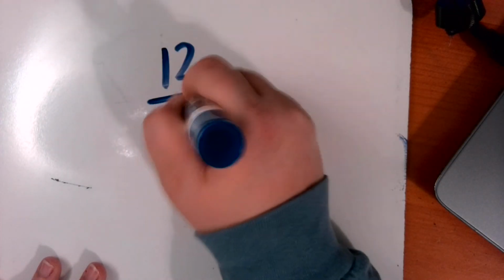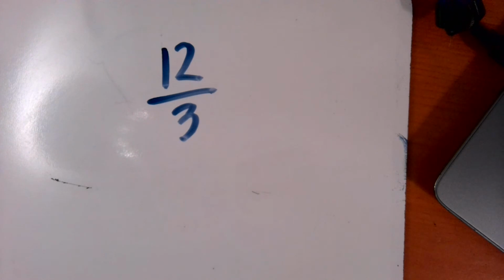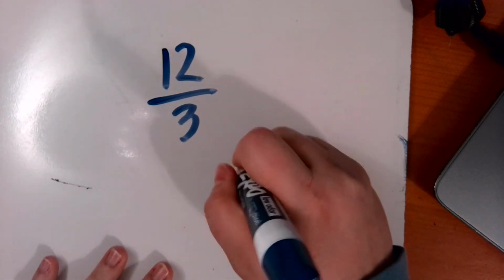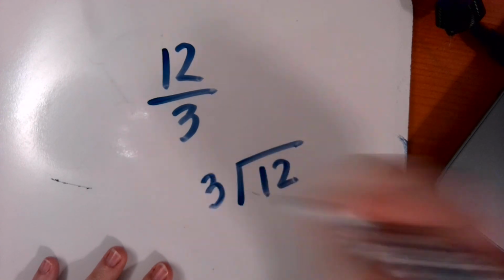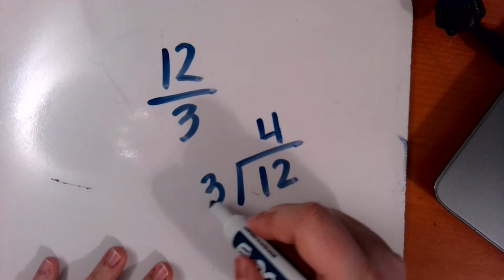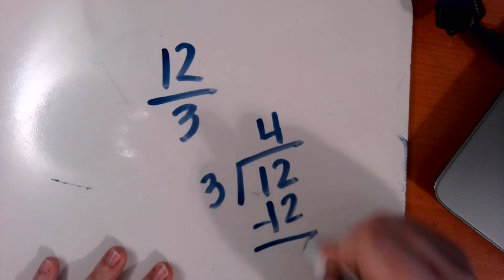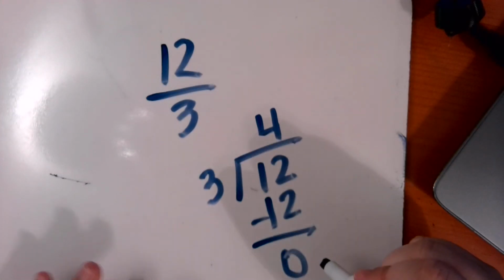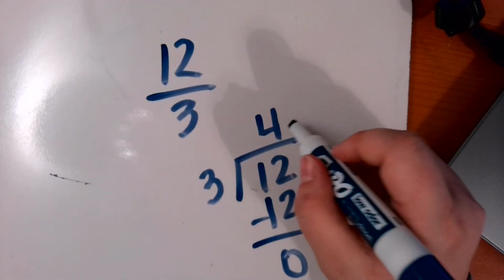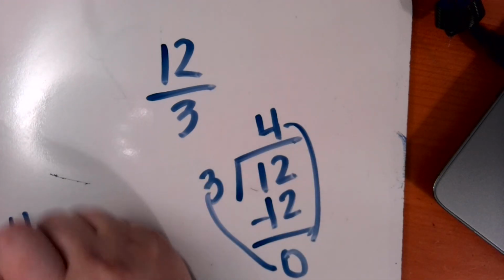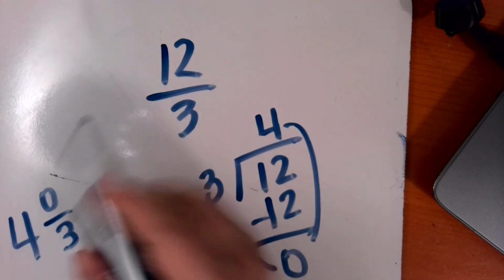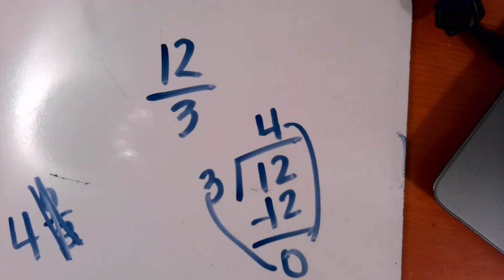Okay, or if I had 12/3 as an improper fraction, I can interpret this as a division. 12 divided by 3. How many times will 3 go into 12? It'll go in 4 times. 3 times 4 is 12. And I subtract and I'm left with 0. You have no remainder, so it's just a whole. 4. Or you can see 4 and 0/3. But 0/3 is equal to nothing. So it's just 4.